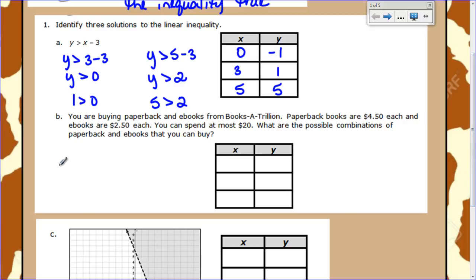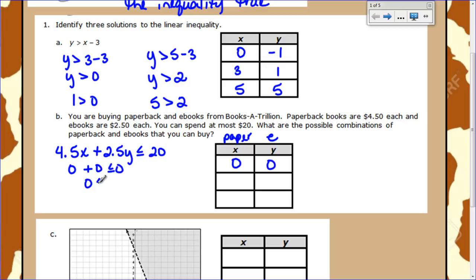Well, the first thing we need is an equation to work from. So if x is paperback books, and y is the ebooks over here, then 4.50 times x plus 2.50 times y, and I can spend at most 20, so it has to be less than or equal to 20. And so what I need are values of x and y that are going to keep me below $20. So I'm going to have to look for possible combinations that will make this work out. I'm going to guess that 0 paperbacks and 0 ebooks would keep me under $20, because that would make this 0 and this 0, and 0 is definitely less than or equal to 20. So 0, 0 definitely is a solution.